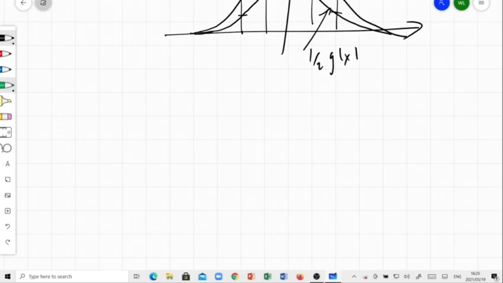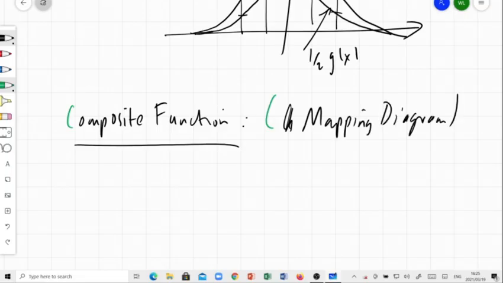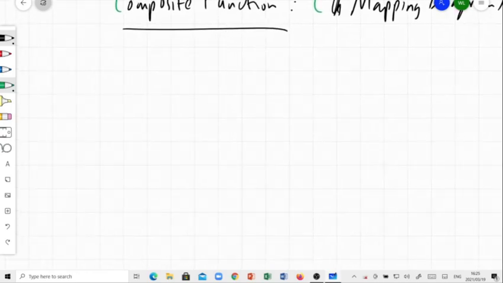Now, there's another operation which you can do on functions which ties in with the idea of functions as machines or operators. And this is when we look at the idea of what is called a composite function. This is one of the great advantages of using a mapping diagram, where you can clearly see what a composite function is.